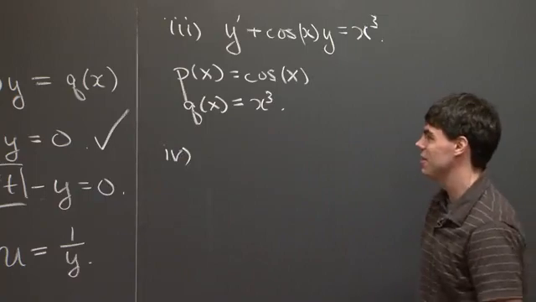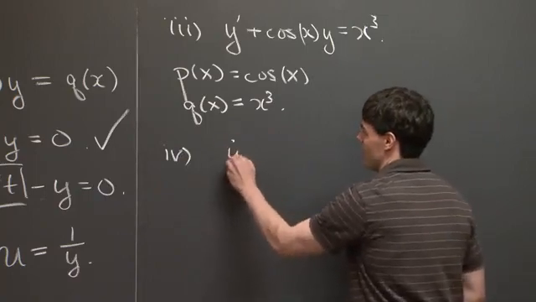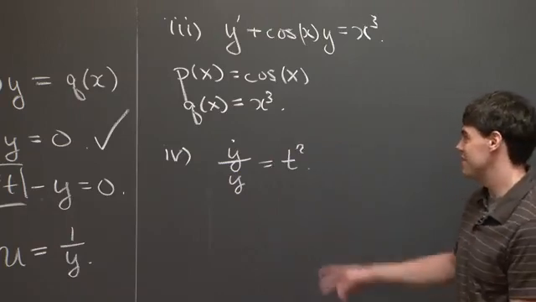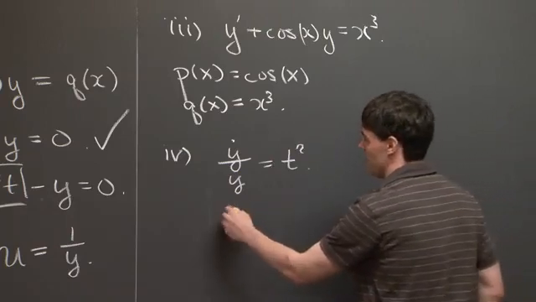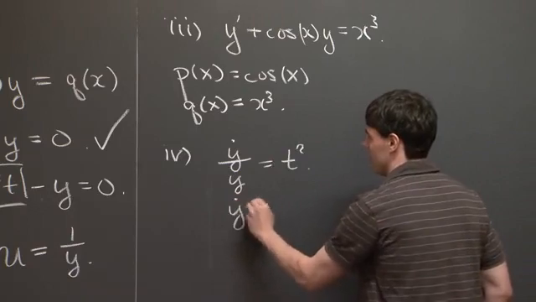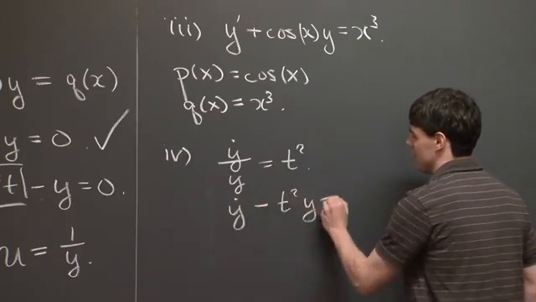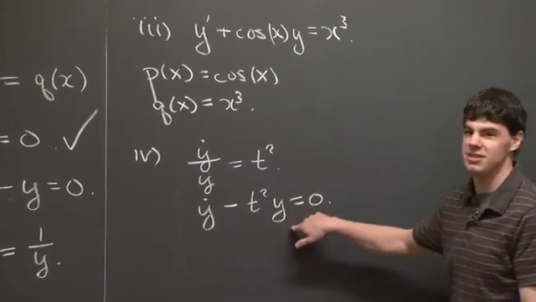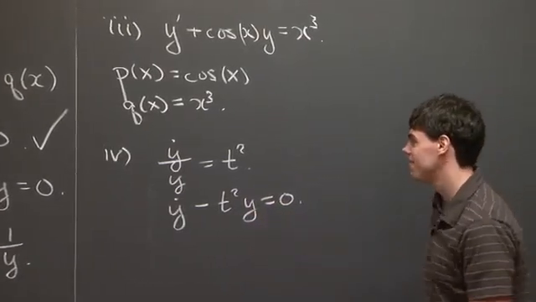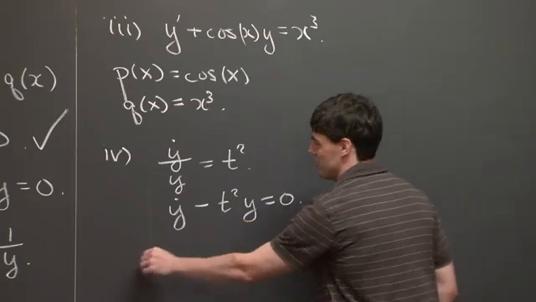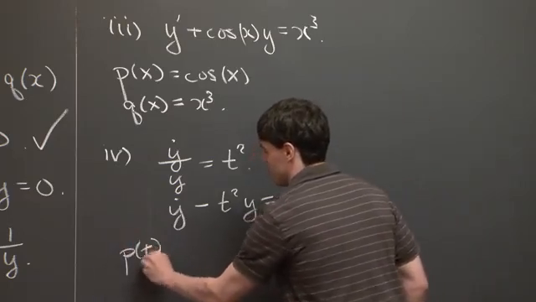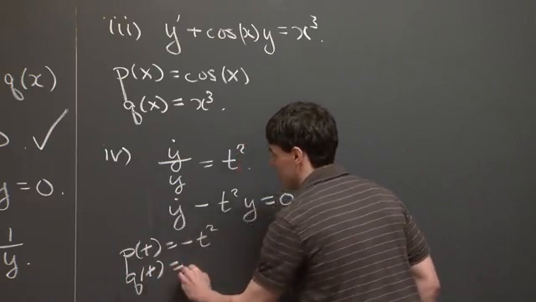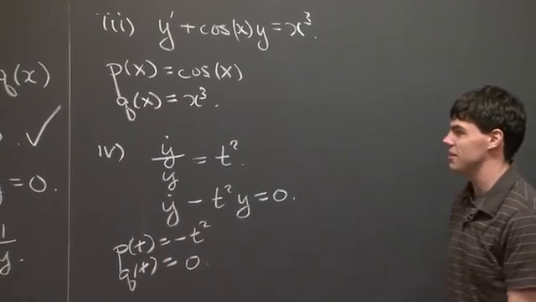For part 4, well, if we take a look at it right away, y dot divided by y is equal to t squared. It doesn't appear to be linear, but of course we can multiply through by y and rewrite things. And of course this equation is equivalent to y dot minus t squared y equals 0, which again is linear because p of t can be identified with negative t squared, and q of t can be identified with 0.